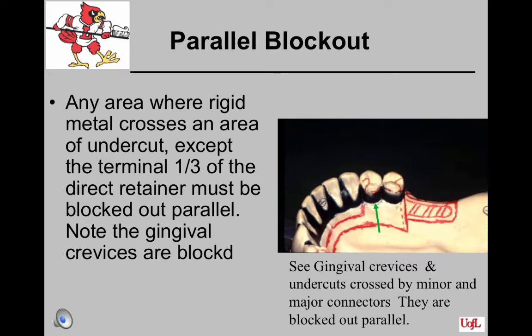On the lingual of tooth number 28 and 29, the metal plating crosses an area of undercut. It must be blocked out parallel from the survey line down to the gingival area. Also note the gingival crevices and the undercuts crossed by the major and minor connector of number 28 and 29 are all blocked out parallel from the survey line to the gingival margin.